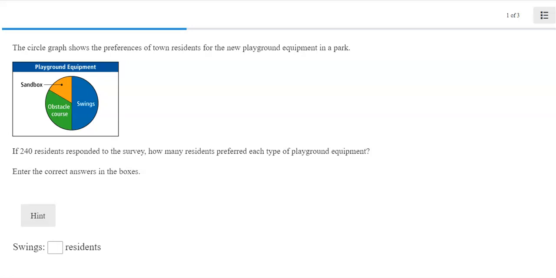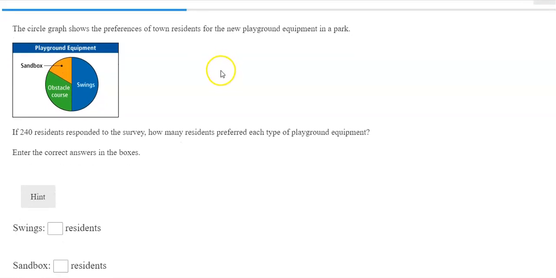This is Module 6, Lesson 1 on your own. You can find this on page 182, or you can log into your online math book and check out what's assigned to you. So this is a circle graph, and it shows the preferences of town residents for the new playground equipment in a park. So swings is this much, obstacle course, and sandbox.